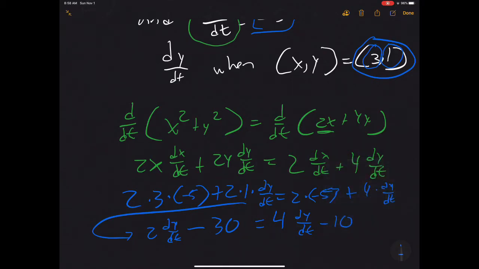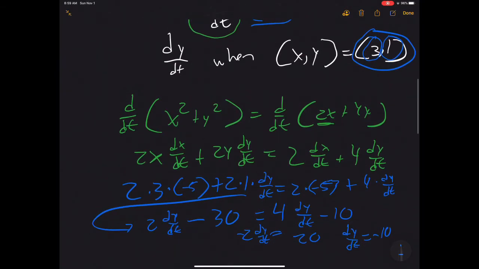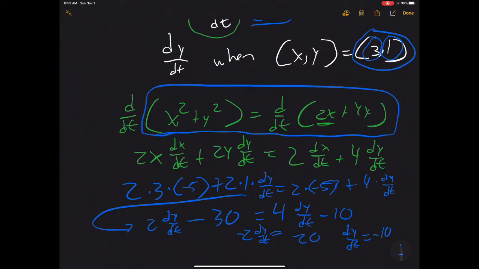Skipping ahead a little bit, we add 30 to the other side and we get 20. We subtract 4 dy/dt from the other side and we get negative 2 dy/dt. So dy/dt is equal to negative 10. So if I were to plug in negative 10 to that derivative function, I should get the same thing on both sides. And that is all we do if we're differentiating in terms of a different variable, a variable that we aren't using in our equation. We differentiate implicitly, and we end up with these derivatives in terms of that other variable, and then we just solve it out.